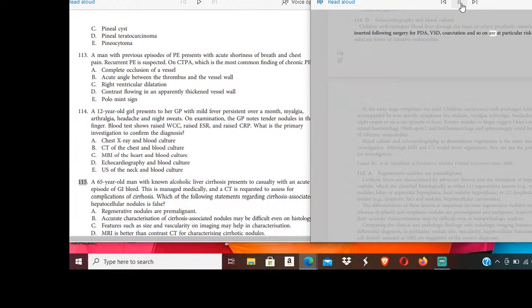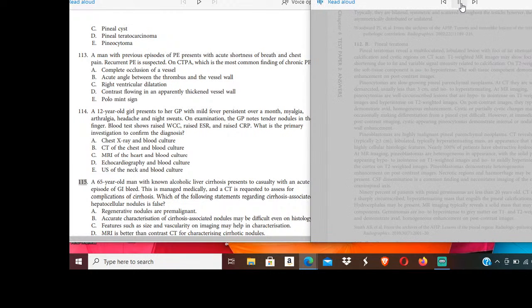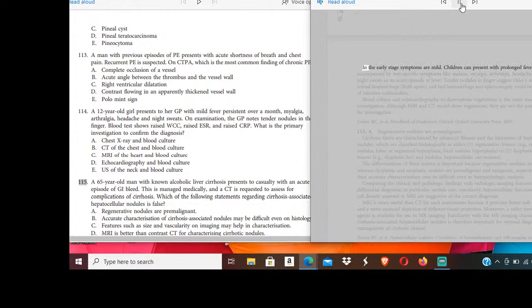VSD, coarctation, and so on are at particular risk of acute and subacute forms of infective endocarditis. Chapter 6. Test paper 3, answers. 176. In the early stage, symptoms are mild. Children can present with prolonged fever over months accompanied by nonspecific symptoms like malaise, myalgia, arthralgia, headache, weight loss, night sweats, or an acute episode of fever.